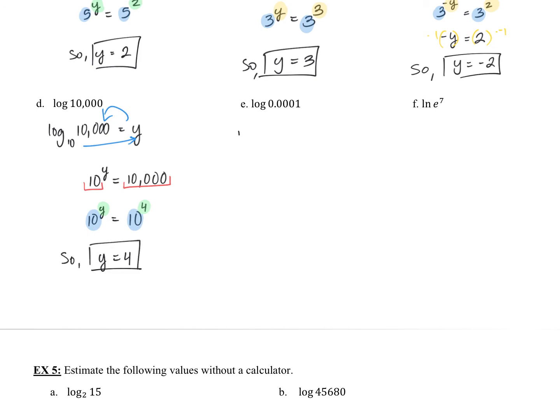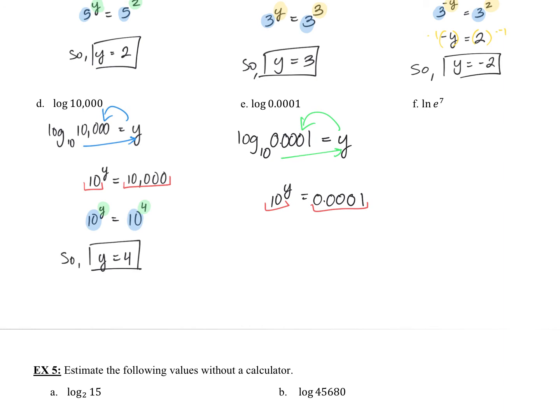Next one, log, I'll go ahead and write that base 10, 0.0001 equals, and we'll throw in that variable for solving. Once again, let's change this to exponential form. 10 to the y power equals 0.0001. I want to try and make these look like the same base, but right now, they really don't.